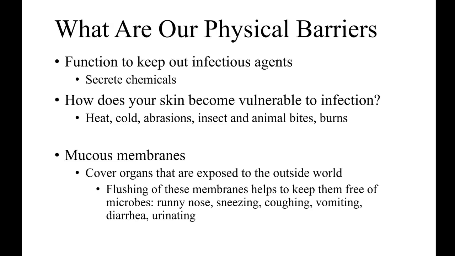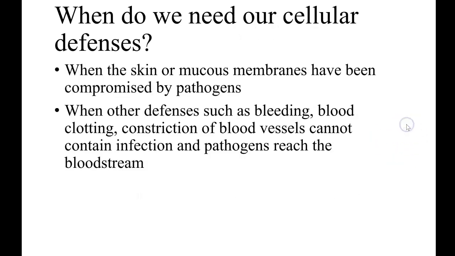Our mucous membranes are going to cover all of those orifices that are open to the outside world. So that really is the easiest entry point for pathogens to move in. If you ever notice when you get ill that you've got that constant cough and sneezing, or maybe if you've got a GI virus or something going on, you've got diarrhea, vomiting, constant urination, that's basically your body's way of trying to flush itself of these pathogens. So it's kind of like the body saying, get out now. So those are our physical barriers.